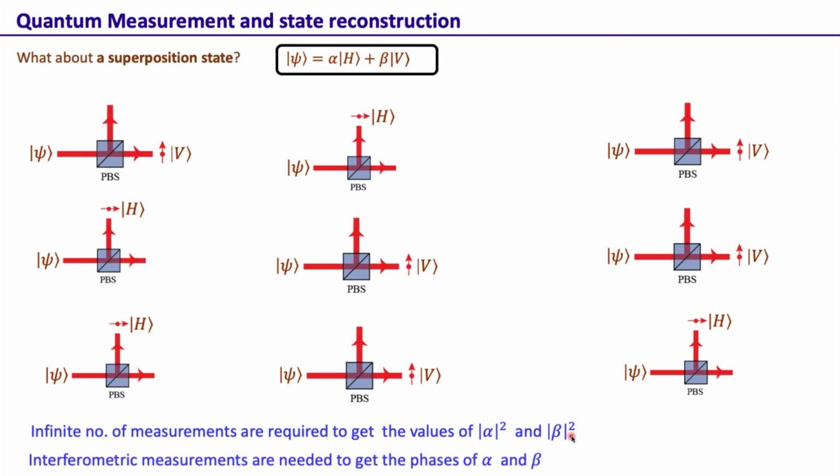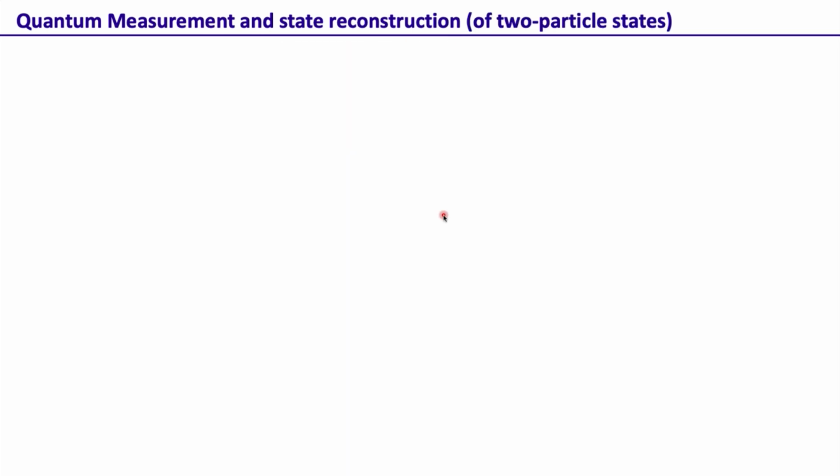But this still doesn't yield the phase that is associated with alpha. This just gives the amplitude. In order to get the phases associated with alpha and beta, one actually has to do interferometric measurements. So if it's a superposition state, one essentially requires an infinite number of measurements in order to reconstruct the quantum state.